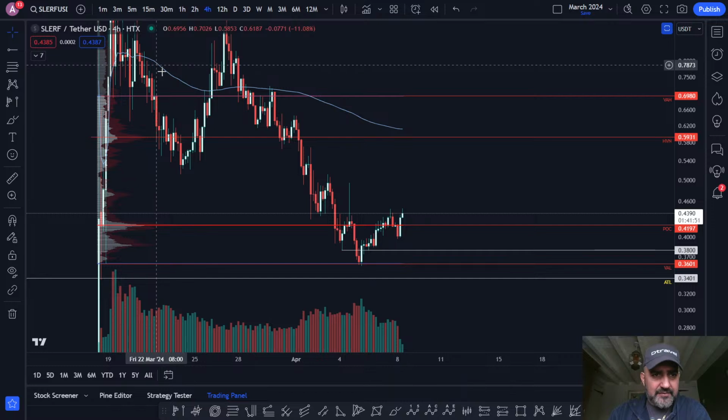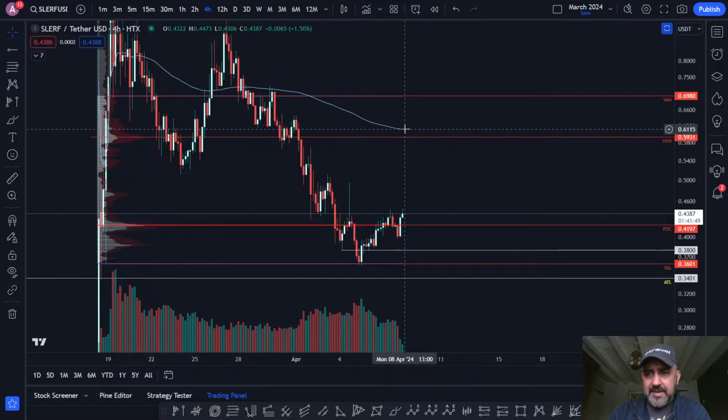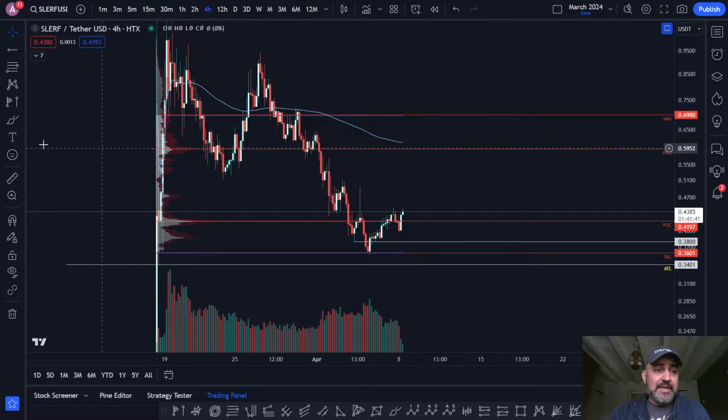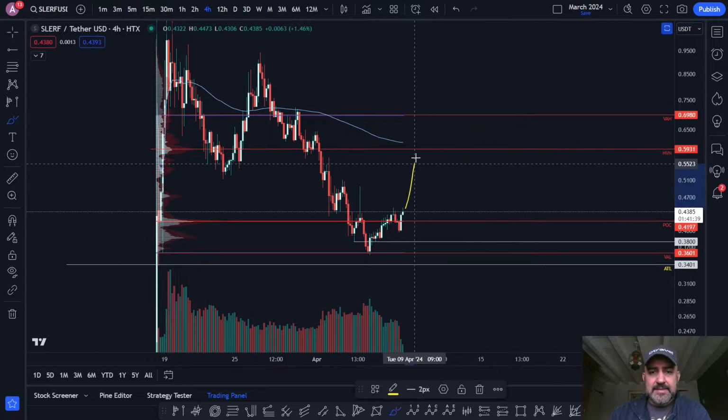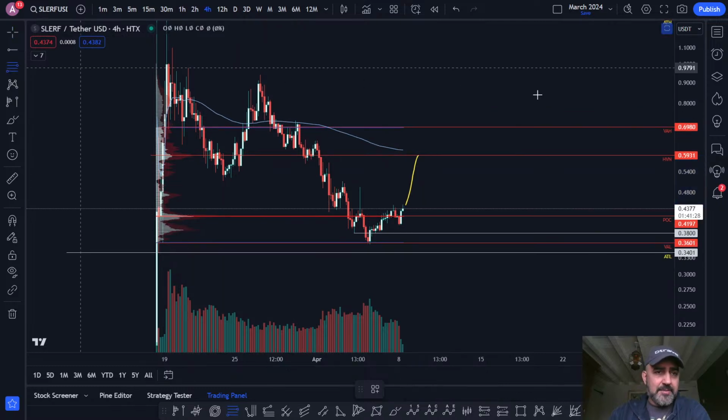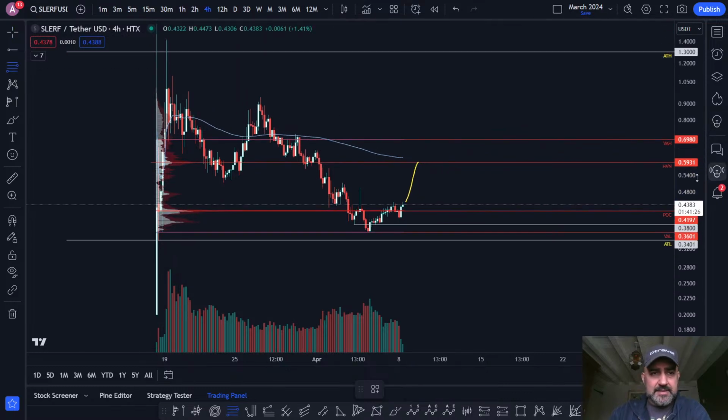We have this anchored VWAP on HTX coming in at about 61 cents, and then we have this high volume node at about 59 cents. Okay. Potentially, if and when the price does get up to about 59 cents, the anchored VWAP and the high volume node will align up. Okay. Potentially, what I'm thinking is there's going to be quite strong resistance there.